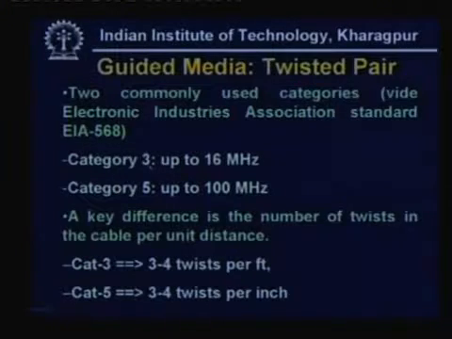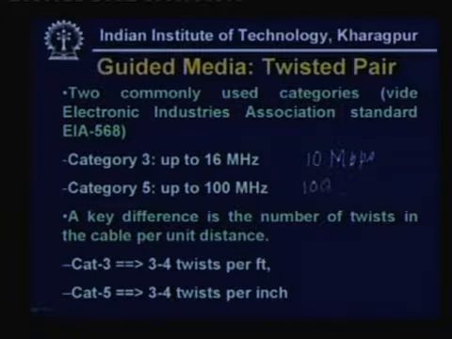And the two commonly used categories are Cat 3 and Cat 5. As you have already seen, Category 3 has a bandwidth of 16 megahertz, and it is commonly used for data transmission at the rate of 10 megabits per second. And Category 5 has a bandwidth of 100 megahertz, so you can use it for 100 megabits per second.